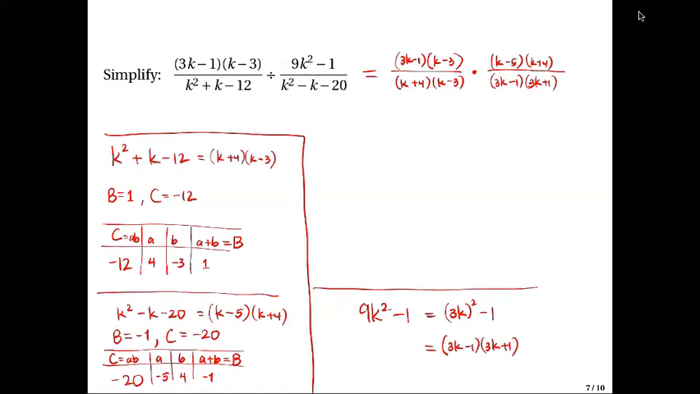And now we are ready to cancel expressions that we can cancel. We have k minus 3. We have 3k minus 1 here. And we have k plus 4. And we are left with k minus 5 divided by 3k plus 1. So this is the final expression.